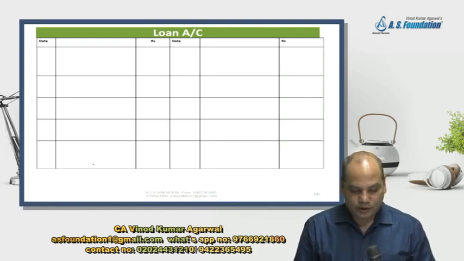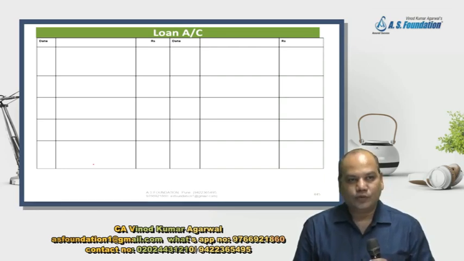In the books of, write down C Limited. In the books of C Limited, in the notebook, write neatly. You have to read it also one day. In the books of C Limited, loan from B Limited account.